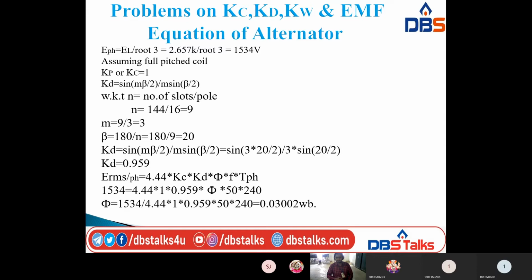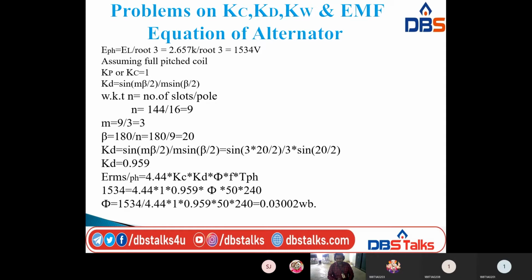And now substitute these m and beta values in the distribution factor formula. That is sin m beta by 2 by m sin beta by 2, equal to sin of 3 into 20 divided by 2, whole divided by 3 into sin of 20 by 2. While simplifying this, we got Kd, that is the distribution factor, equal to 0.959.